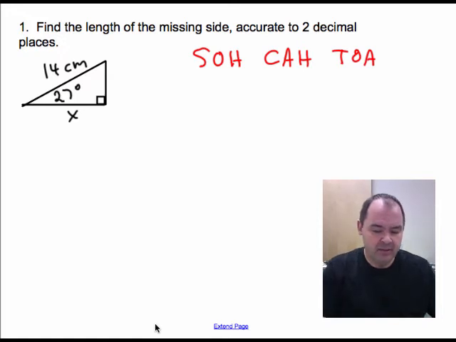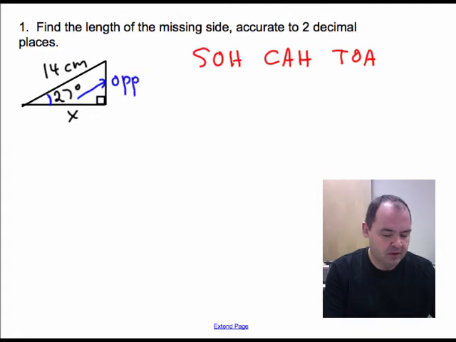So the way you'll typically begin is you'll look at the angle you know, the angle other than the right angle. So my acute angle is 27 degrees, I know that, and I need to take stock as to what sides we are given information about or want to find. Straight across from this is the opposite side. The 14 is the hypotenuse, and the side I want to find is the adjacent.